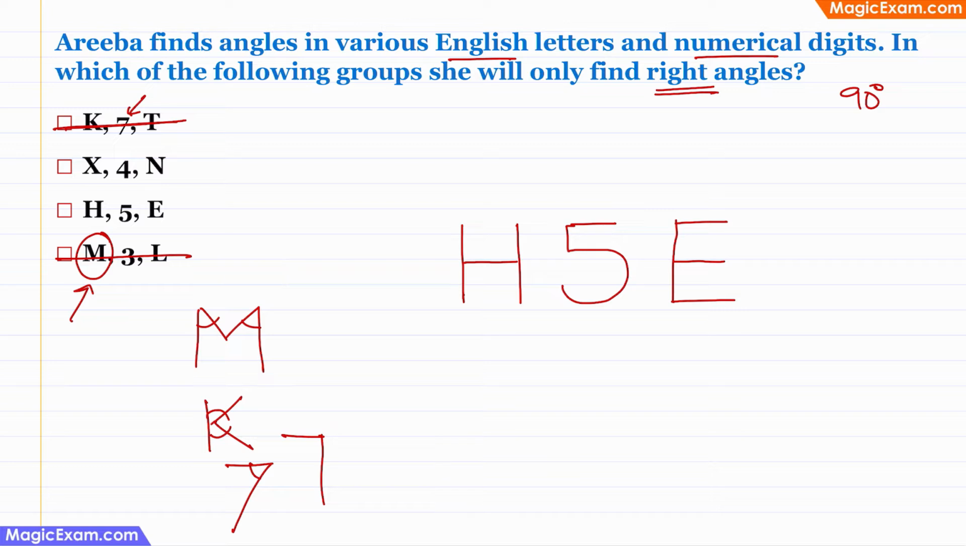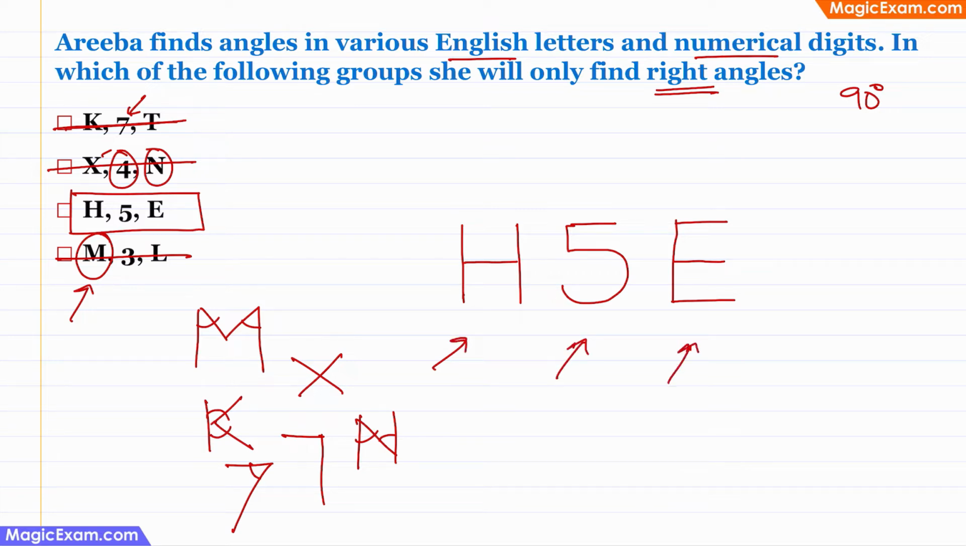Here, X can be written with right angles like this. But when you write 4 and N, here, when you write N, you will have angles which are less than 90 degrees. Therefore, option 2 also can be eliminated. That leaves us with only one option, which is option 3. Now, when you write H, 5 and E like this, you'll see that you have only right angles, right?